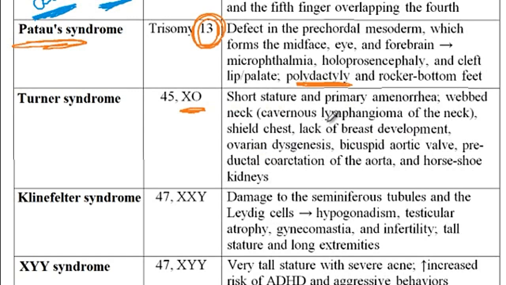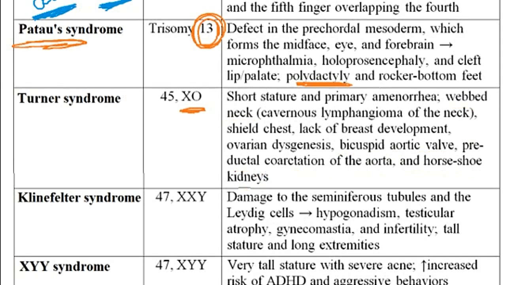And then since there is a problem with the lymphatics, these patients will develop cystic hygroma, which after it resolves, leaves an extra fold of skin that will cause development of a webbed neck. Other features of patients with Turner syndrome are bicuspid aortic valve, preductal coarctation of the aorta, as well as horseshoe kidneys.